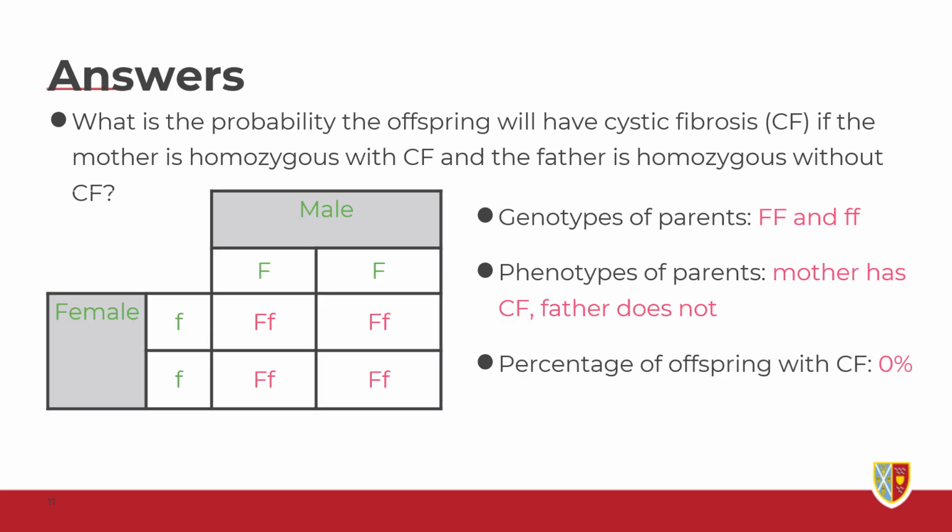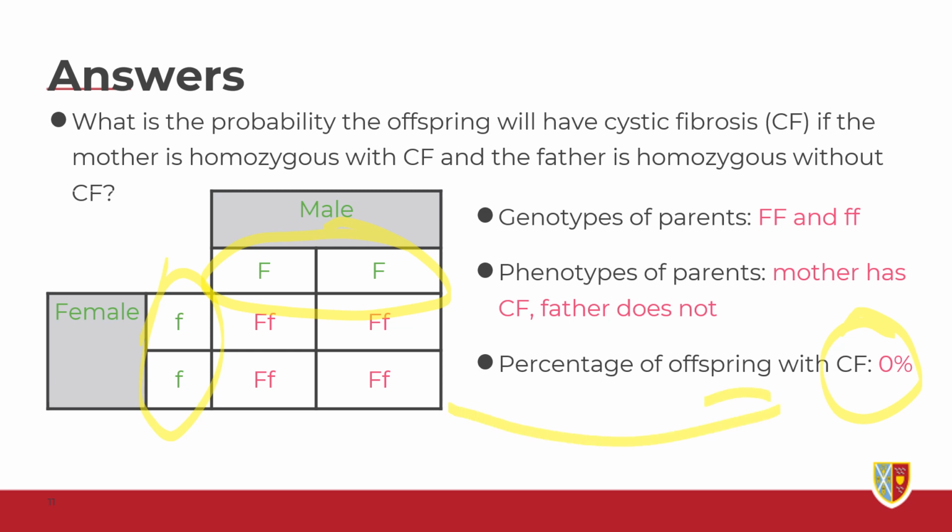Okay, so answers for this one, you can see Dad has capital F, capital F. We can see these just in here. So he does not have cystic fibrosis. And Mum has little f, she does have cystic fibrosis. We can see that none of the possible babies get little f, which means none of the possible babies can have cystic fibrosis. It is 0%.